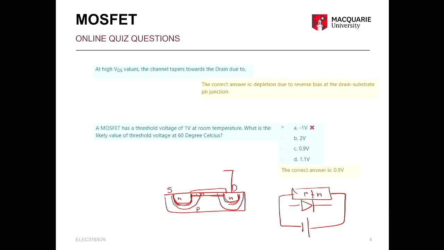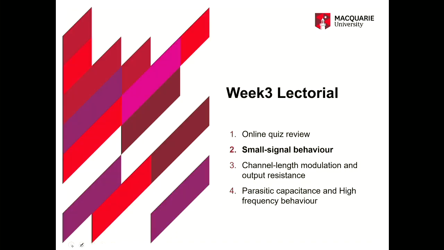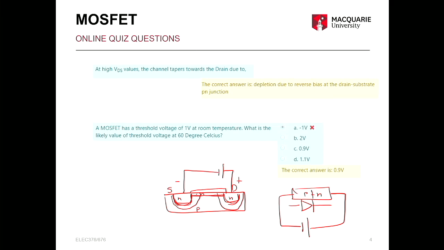So what happens when we apply a high VDS? VDS is positive at the drain and negative at the source. That is like reverse biasing this diode, right? So it enhances the depletion region, and the depletion region depletes the electrons in this channel. So the channel width gets narrower towards the drain side. So the answer is due to reverse bias at the drain-substrate PN junction.